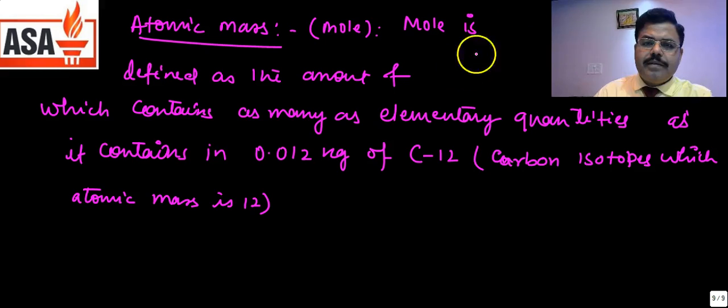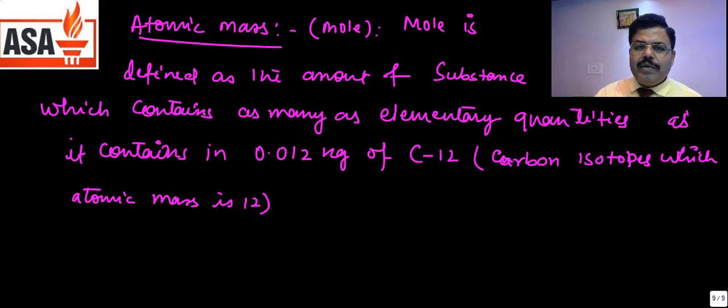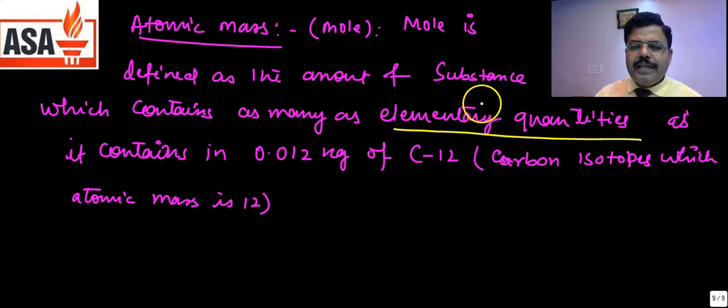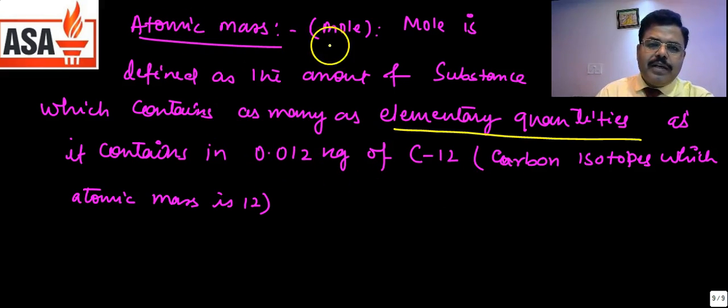Let me write this. Substance which contains as many as elementary quantities. What are these elementary quantities? Do you know? That is atoms, molecules or ions, etc. So as it contains 0.012 kg of C12 carbon isotopes whose atomic mass is 12. So that is called 1 mole. And this amount of substance is called 1 mole.